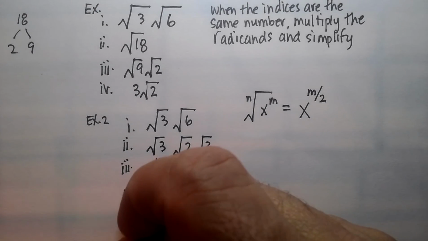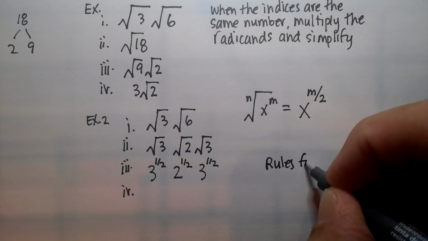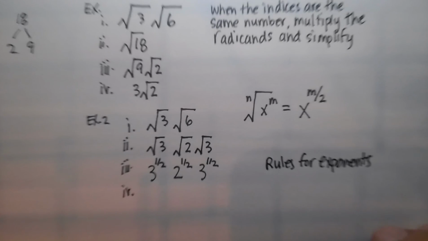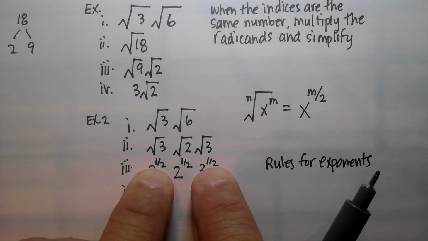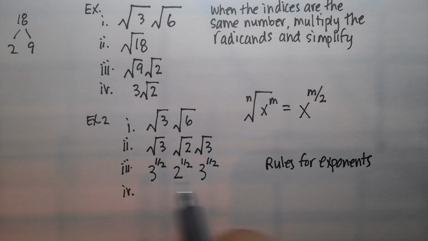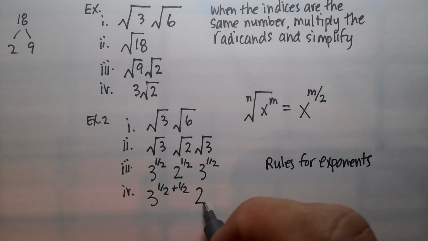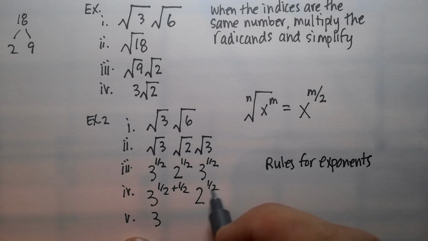Now you might remember your rules for exponents. Remember those? And those rules say when the bases are the same, you add the exponents. Okay, so here we have two bases that are the same, 3 and 3. Just add the exponents. 1/2 plus 1/2 is equal to 1. Let's just rewrite this one here. This is the leftover. That gives me 3 to the first, and then 2 to the 1/2 stays the way it is.